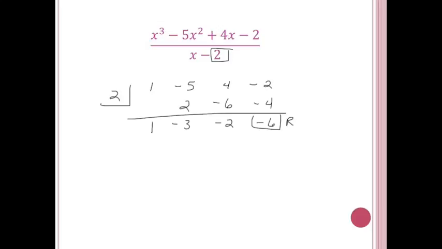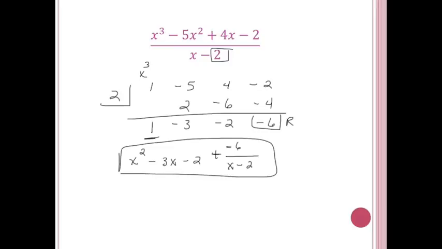And so, since I started with x cubed here, the bottom here is an x squared. So it's 1x squared minus 3x minus 2 minus 6 over x minus 2. Or if you want to put plus negative 6 over x minus 2, that's all okay. That's fine. And that's your final answer. Okay, I hope that helps. I hope you're able to do this without any trouble.